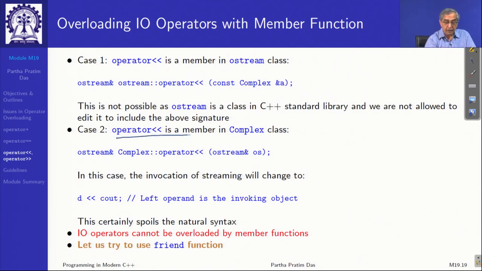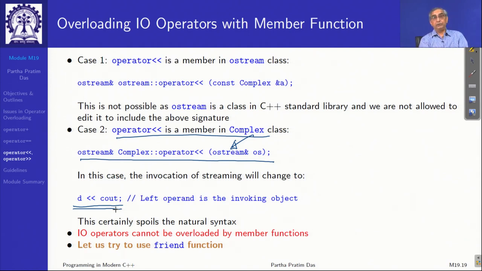Right. So, I have to then look at a member function for the complex class. So, this is the signature that I will have, it is complex : operator output, which takes OStream as an argument. So, OStream becomes the second argument or the right argument. Therefore, when I want to output this, I have to write it as D output cout, like it gets inverted, which is not good for streaming.